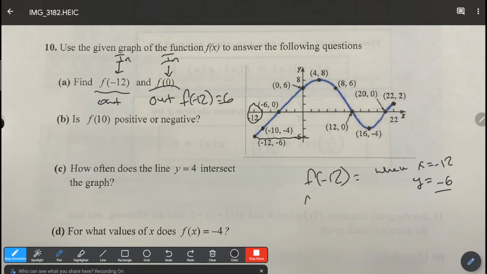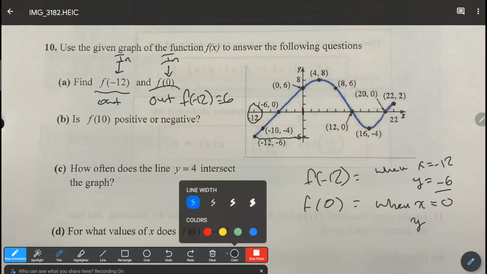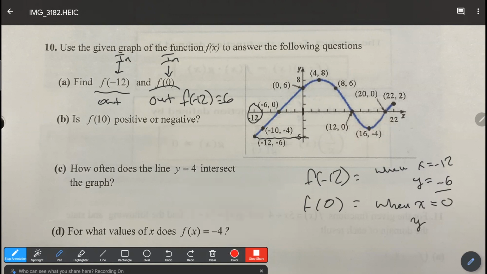All right, so for f of 0, what are we asking? We're saying when x is 0, what is y? Well, when x is 0, we're here at the origin, and our y value is 6, right? See that? So y is 6. So f of 0 is 6.